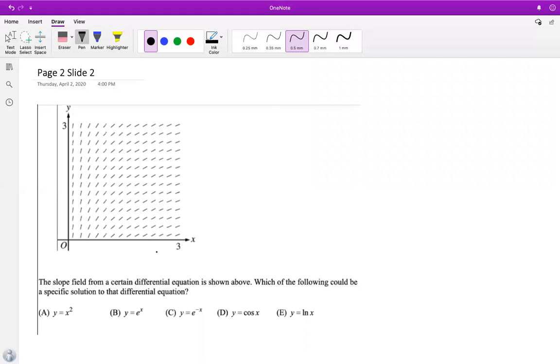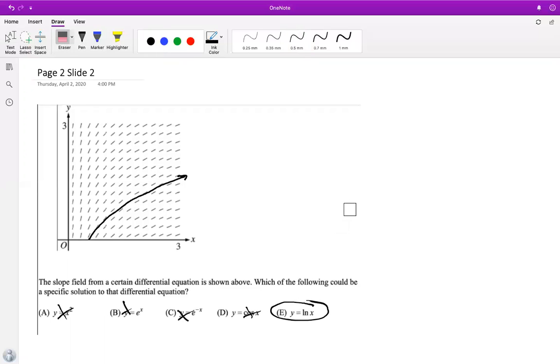So a specific solution to this one would look like that or something. You try and draw ones that are parallel. We did that in the AP question in the last set of notes. So this does not look like x squared, does not look like e to the x or even negative x. It doesn't look like cosine. It does look like the natural log of x.